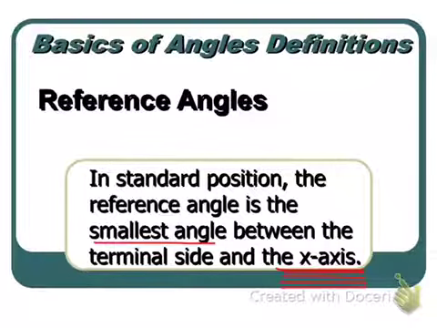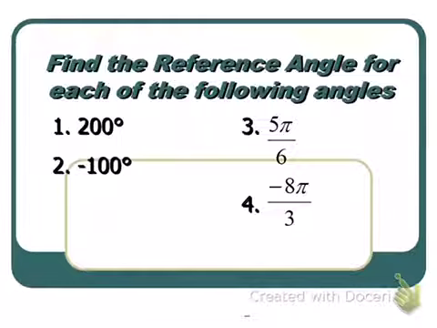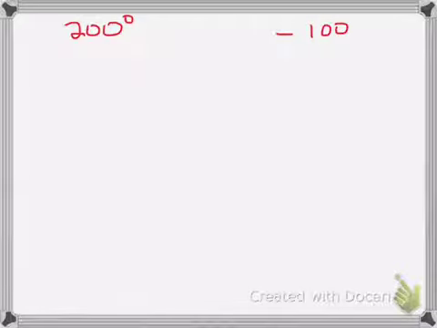So let's find a few reference angles here. What would the reference angle for 200 degrees be? We'll find 200 and negative 100. Let me write those down, and then we're finding the reference angle for 200 degrees. I want to know what the reference angle is equal to.